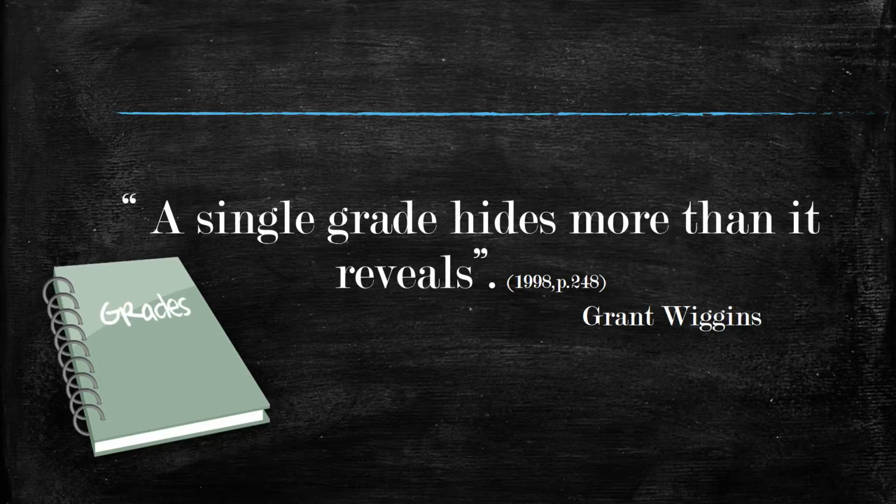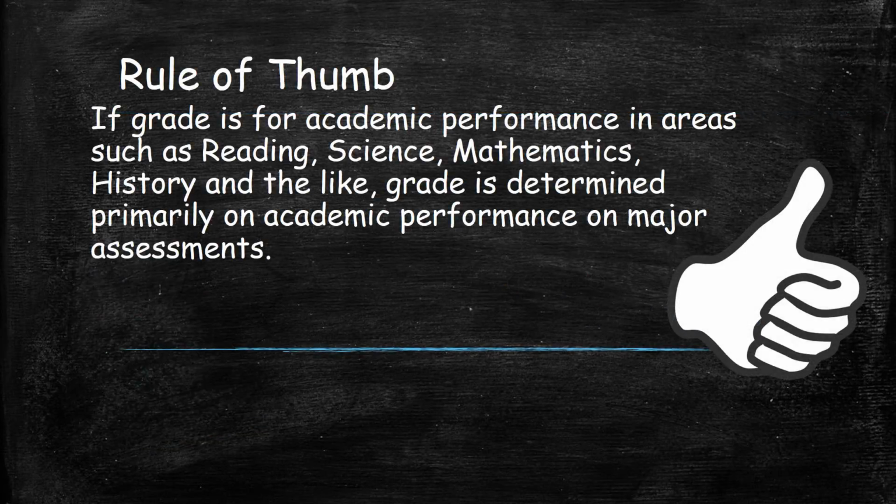A single grade hides more than it reveals, by Grant Wiggins. Rule of thumb. If grade is for academic performance in areas such as reading, science, mathematics, history, and the like, grade is determined primarily on academic performance on major assessments.